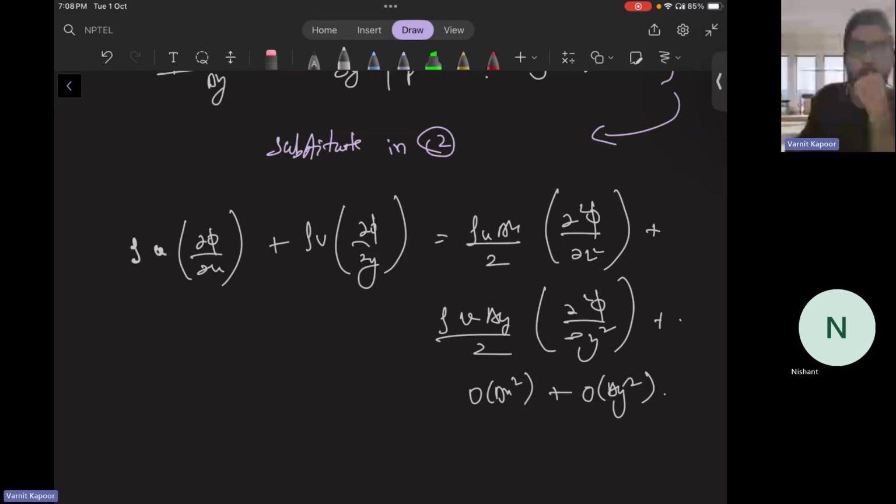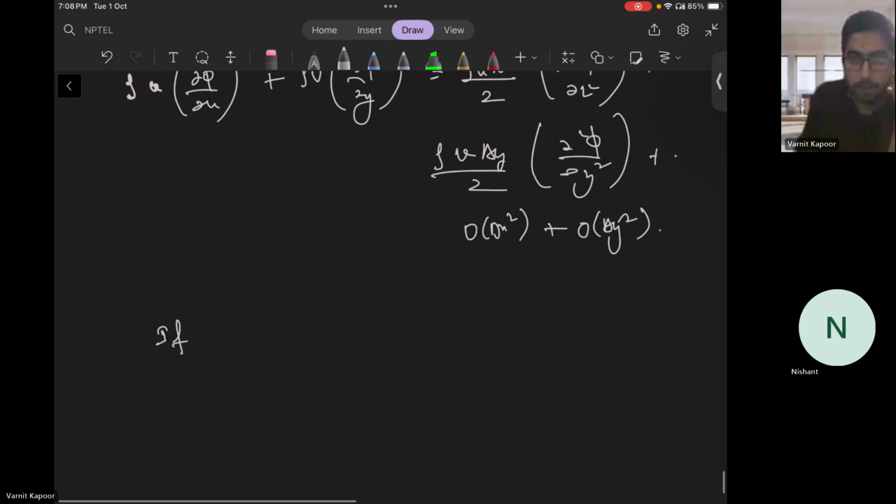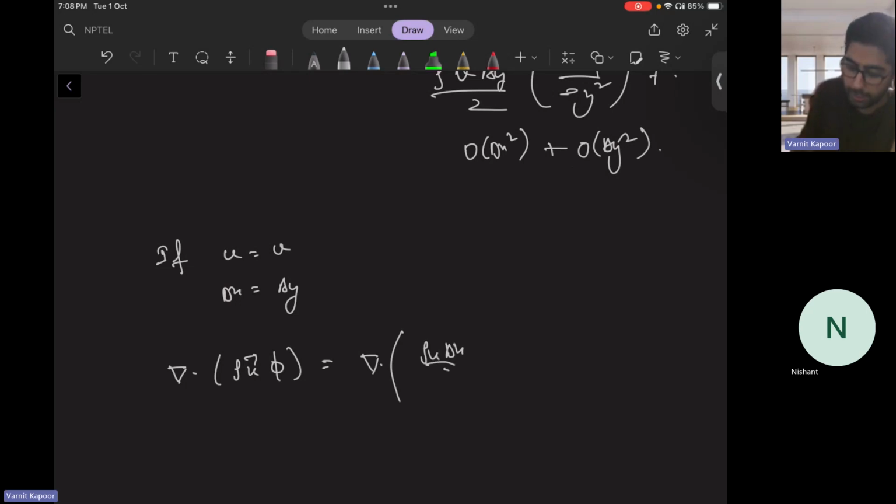So what will be the final equation? If u and v are equal and del x and del y are equal, your final equation will come out to be, in vector notation, I'm writing, del dot rho u phi is equal to rho u del x by 2 grad of phi. So if you see, a kind of diffusion term has come in now.